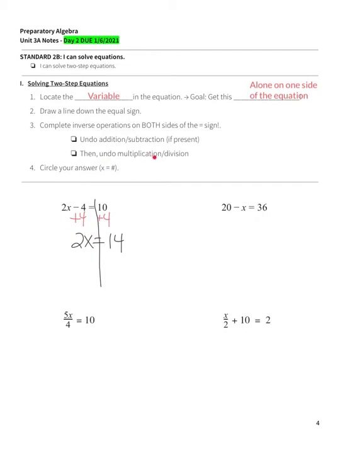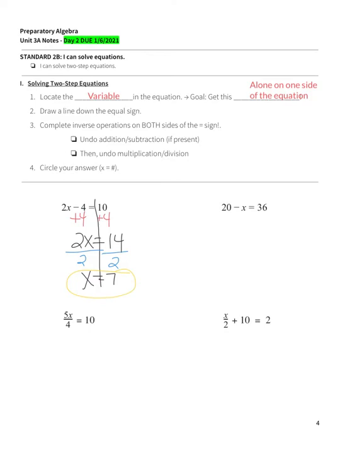Next, I undo multiplication or division. I can see right here I have 2x, 2 times x. To get the variable alone, I have to use the inverse operation. The inverse operation of multiplication is division. So I need to divide on both sides of the equation. Divide by 2, divide by 2. Now I'm simply left with x on this side, and 14 divided by 2 is equal to 7. So my answer is x equals 7.